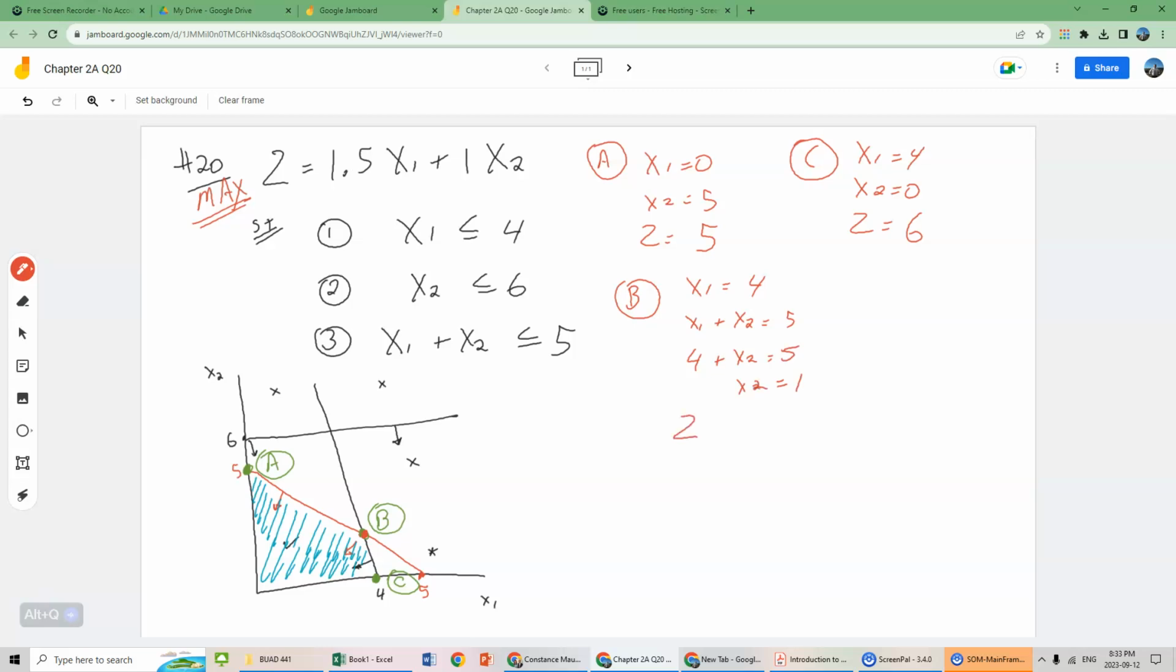So at this point, z is going to equal 1.5 times 4 plus 1 times the value of x2, which is 1. So 1.5 times 4 is 6, plus 1 equals 7. So where is the optimal solution? It's going to be at point B. Point B is what we should produce. We should produce 4 of x1 and 1 of x2. If we do that, we will maximize our profit.